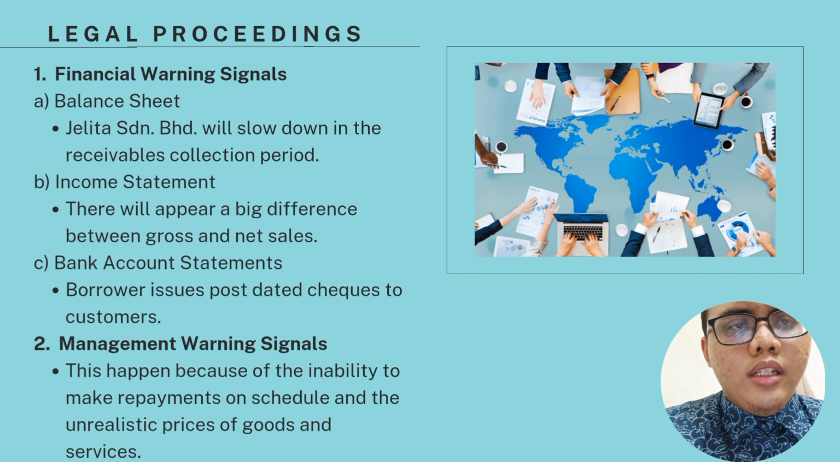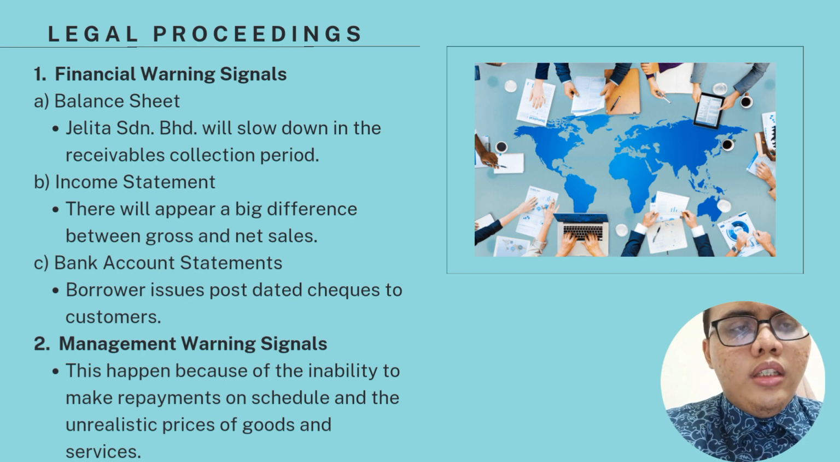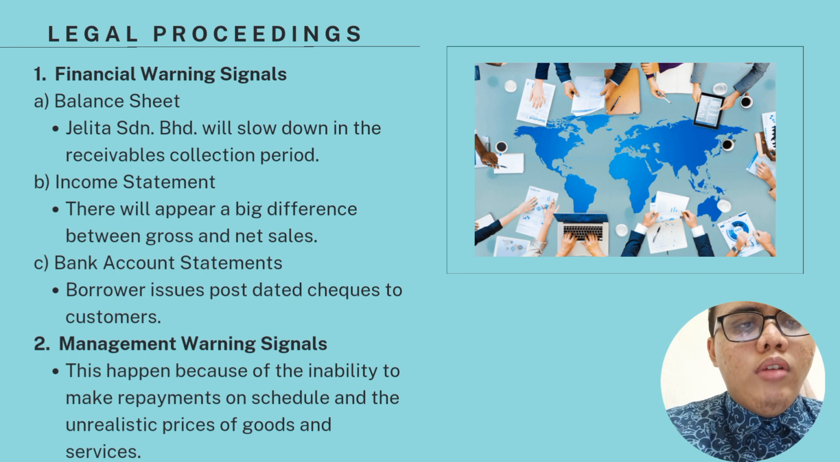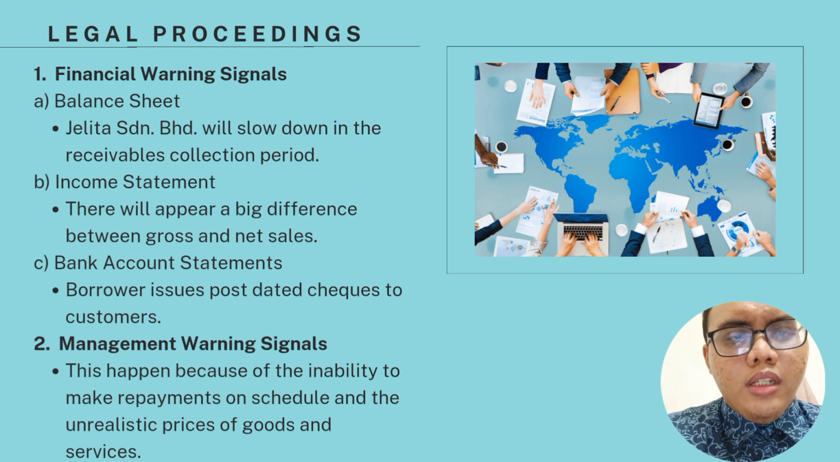Under financial warning signals, there are 3 financial statements involved, which is the first one, balance sheet. Jelita Sdn Bhd will slow down in the receivables collection period. The second financial statement involved is income statement. There will appear a big difference between gross and net sales. The third financial statement involved is bank account statements. Borrower issues post-dated cheques to customers.